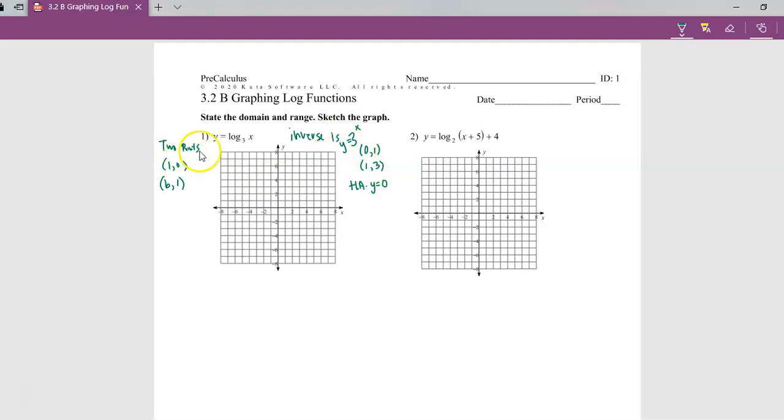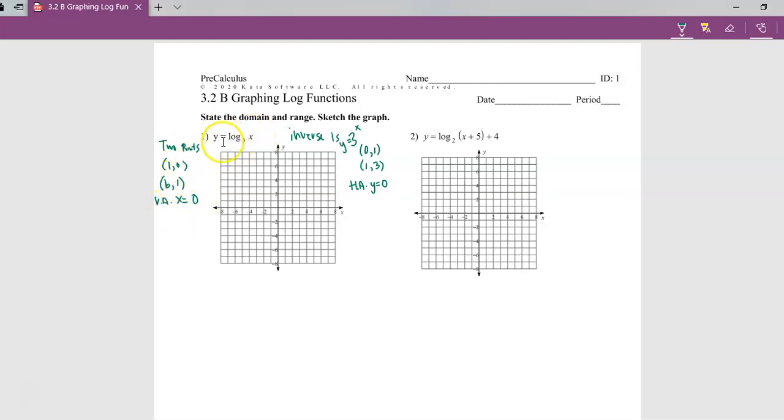The two points that will always be on the parent log function are (1, 0) and (b, 1), b being the base, in this case 3, so (3, 1). Like on number 2, it would be (1, 0) and (2, 1). And it doesn't have a horizontal asymptote; instead it has a vertical asymptote at x equals 0. The parent function always has a vertical asymptote at x equals 0.